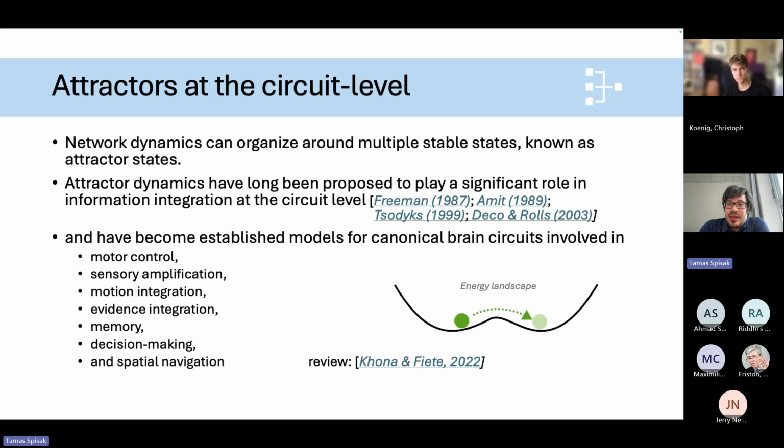There is another very promising but often overlooked candidate for where information integration could be located in the brain. And these are network dynamics that organize around multiple stable states, known as attractor states. Attractor dynamics have long been proposed to play a significant role in information integration and related topics at the circuit level. At the circuit level, it's very well known as a concept. It's very often used, and it became an established model for several canonical brain circuits involved in motion integration, memory, decision making, spatial navigation, or you can also think about ring attractors to encode directions.